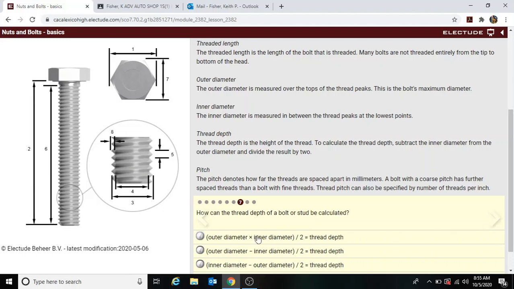Okay, so how can the thread depth of a bolt or stud be calculated? Well, it's the outer diameter minus the inner diameter, and divide by 2. And that's written, I think, right here. Yep, to calculate the thread depth, subtract the inner diameter from the outer diameter.